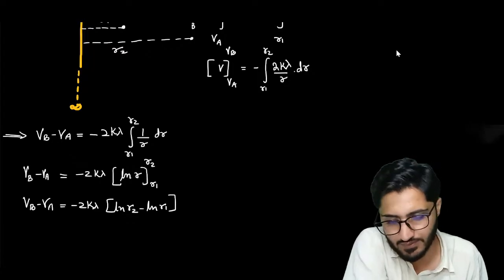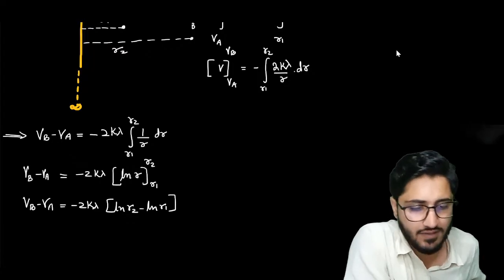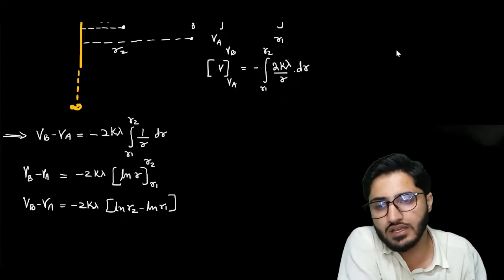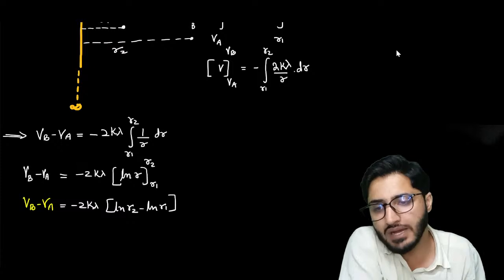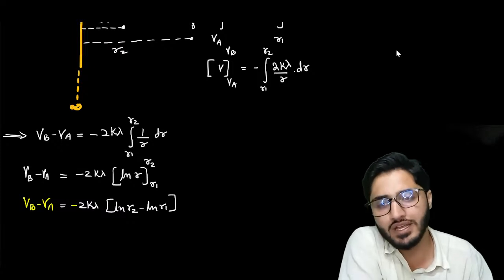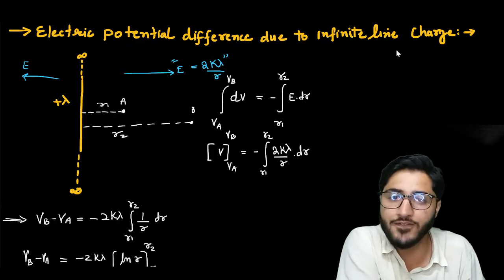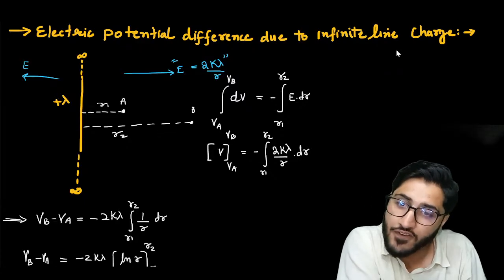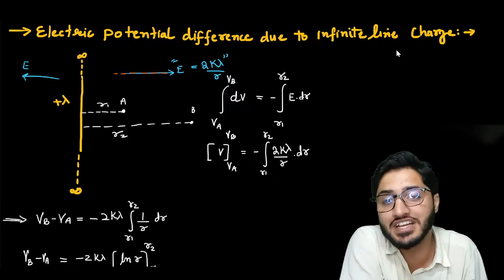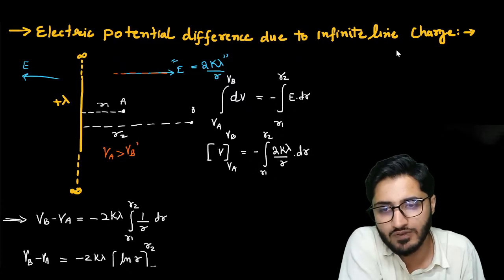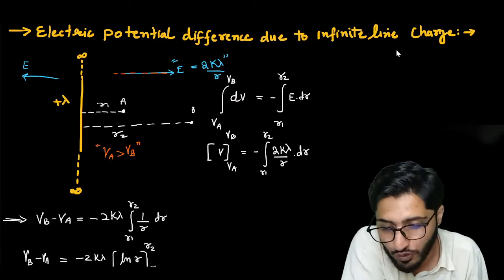This is my answer. But from here you can see, sir, when we compute VB minus VA, my answer is negative. Do you know why? Look, beta. As we know, if we are going in the direction of the electric field, my potential will decrease. That means, sir, the potential at A will be more than the potential at B. Okay, so my A potential is more.